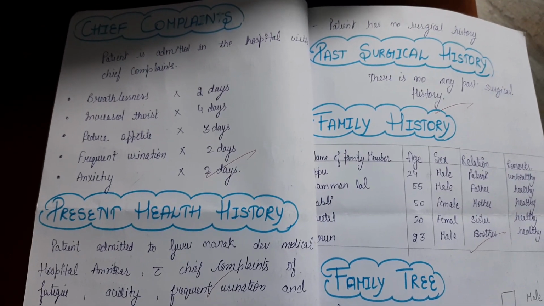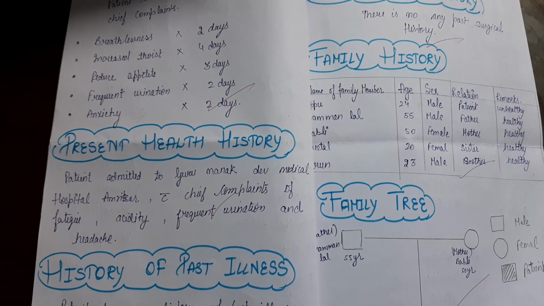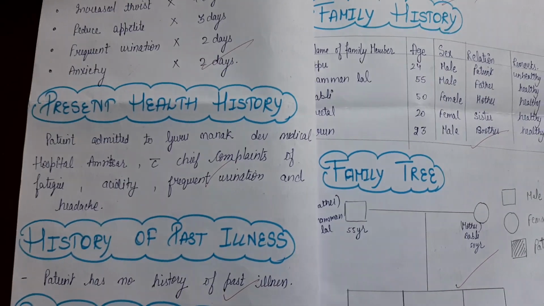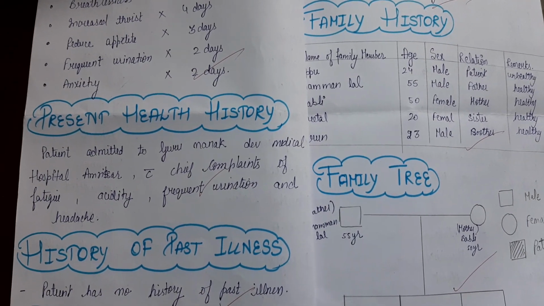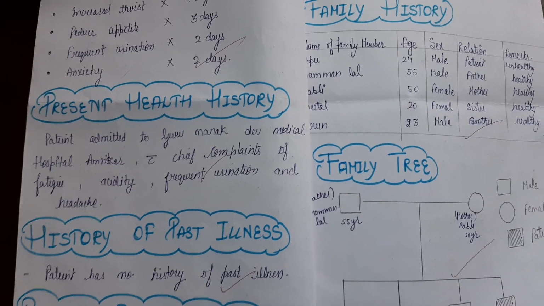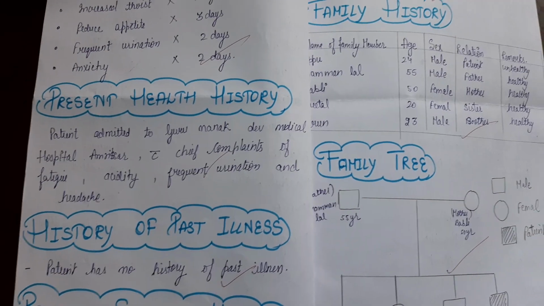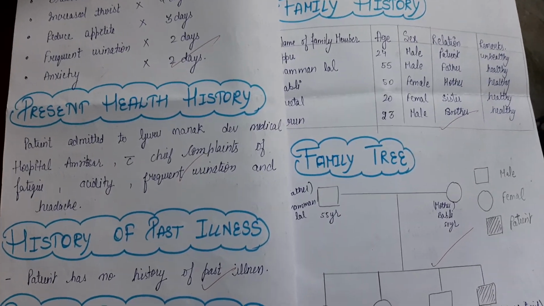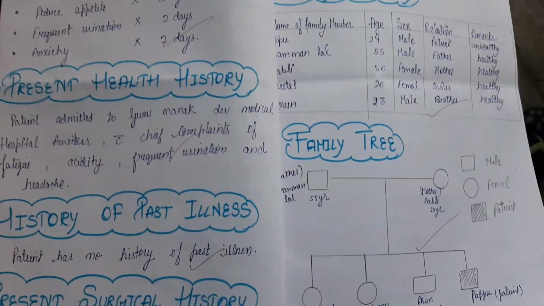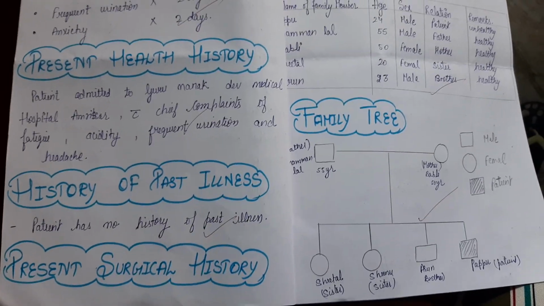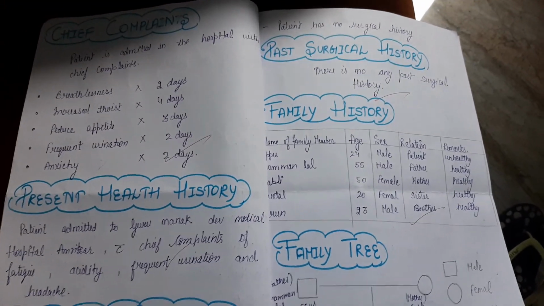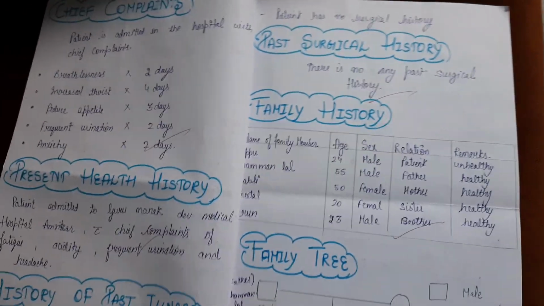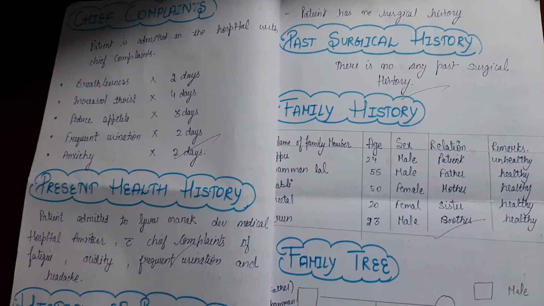After writing down the chief complaints, come to the present health history and history of past illness. It's very crucial to take knowledge about present and past health history because it is required to know about the past conditions of the patient, any disease from which the patient is suffering. After that, present surgical history and past surgical history; all those histories are taken by the nurse so that she could know all about the patient.